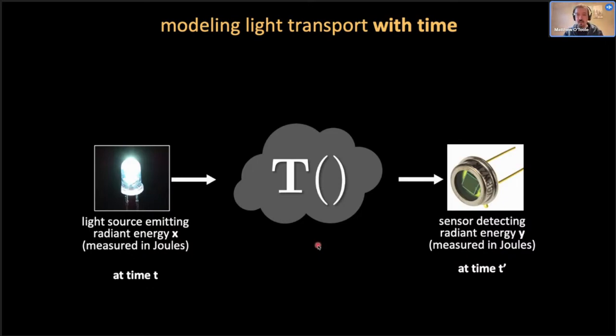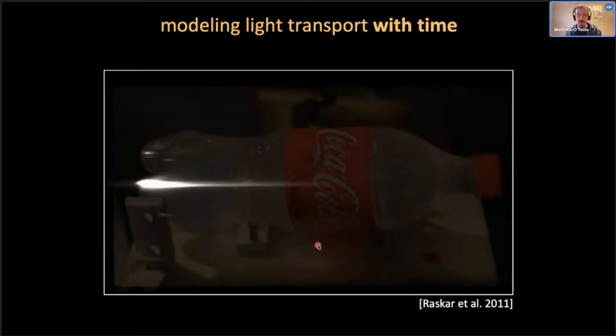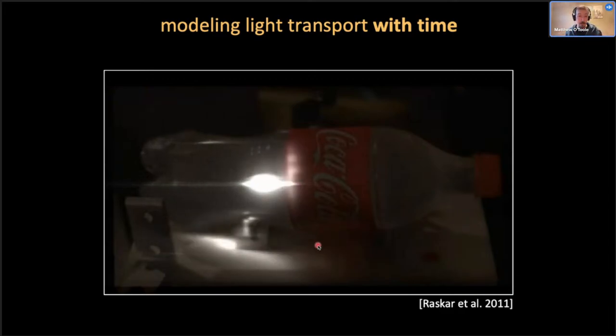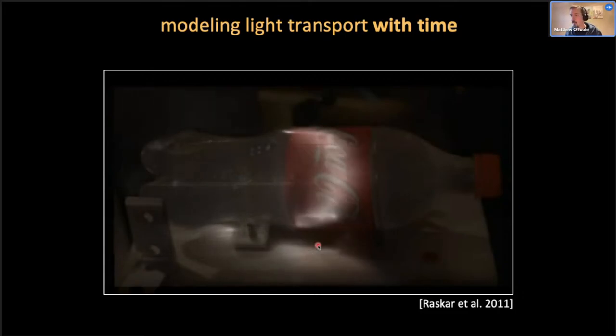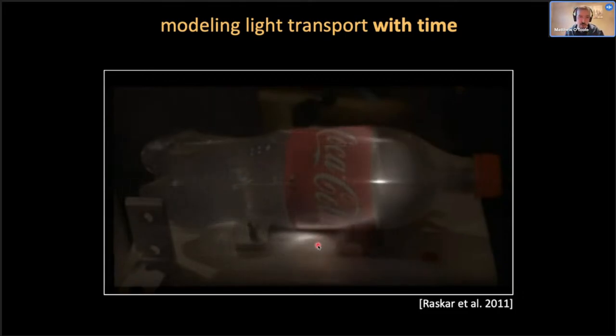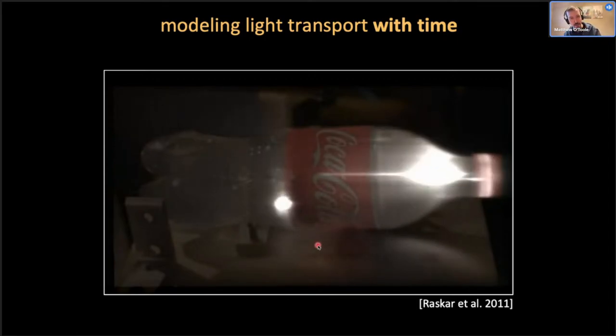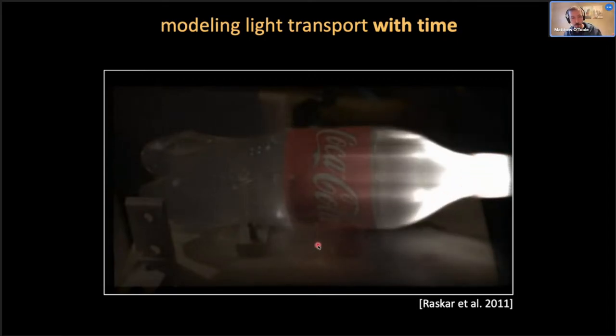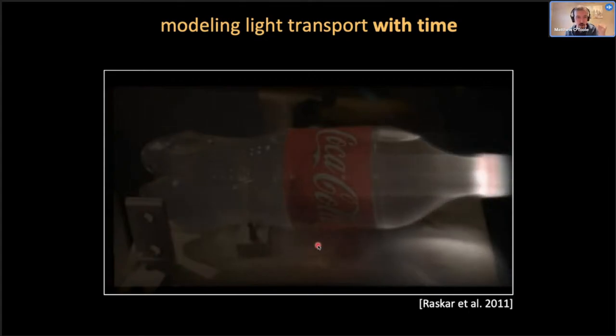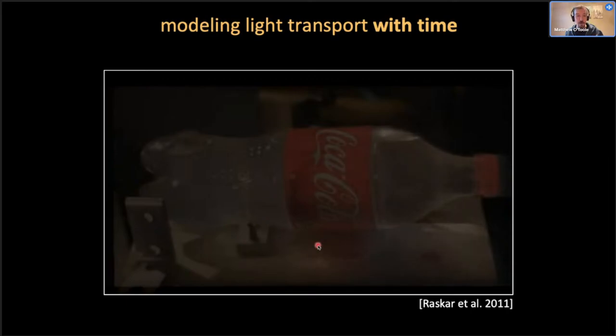And so we can use this as a way to create videos like this one. This is a video that was created at the MIT Media Lab, by Andreas Velten and Ramesh Raskar. And it's showing a pulse of light that's traveling through a Coke bottle. So we have a flash of light and special sensors that can measure what the scene would look like at a different instant in time.